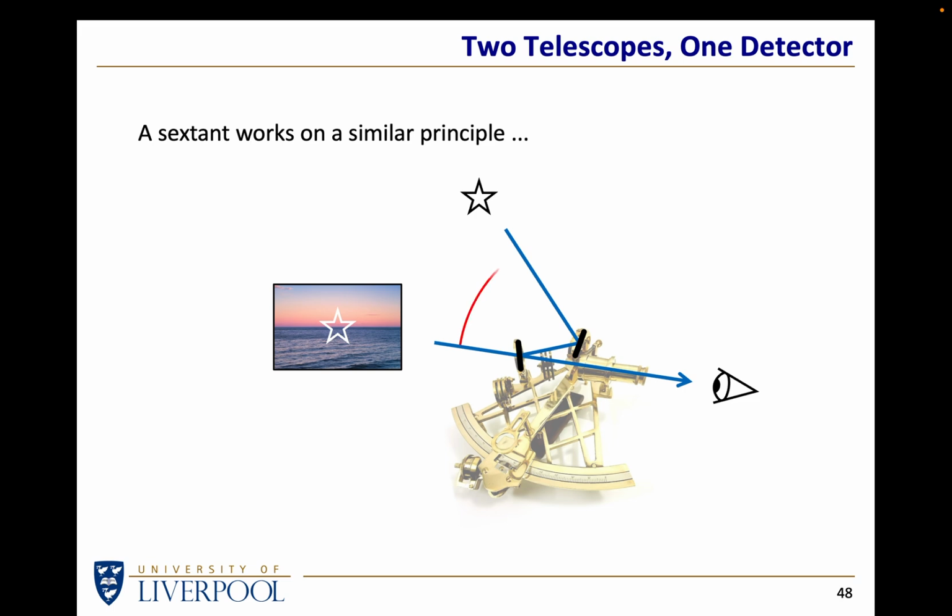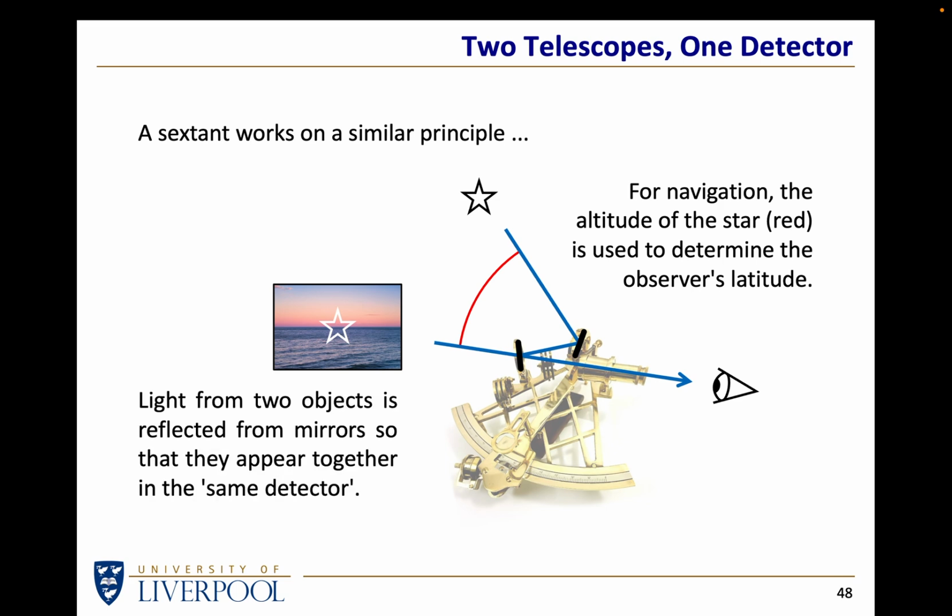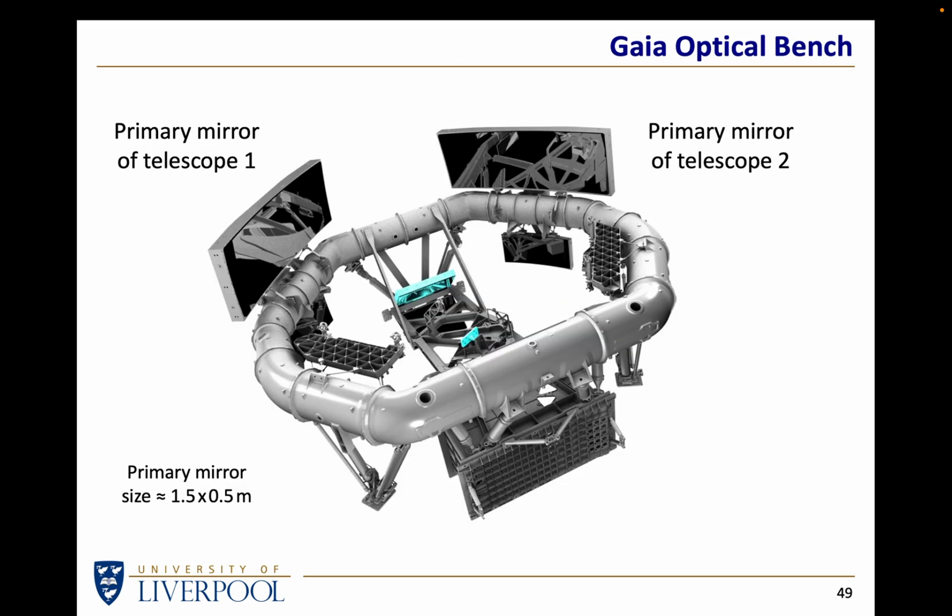For a sextant, that's the angle that matters. Once you know that angle, you can use that to work out your latitude. That doesn't really matter in this case. What matters is the sextant uses mirrors such that two objects at two different parts of sky appear to be on the same detector. In this case, the human eye. In the case of Gaia, the same CCD set of chippery. So that means you don't have to go there and there and there and there. The light effectively comes to the same detector.